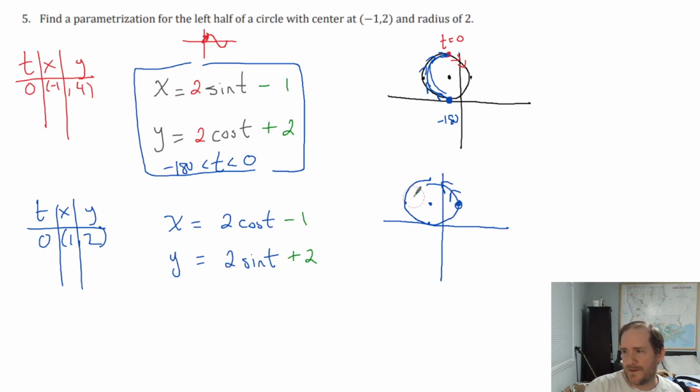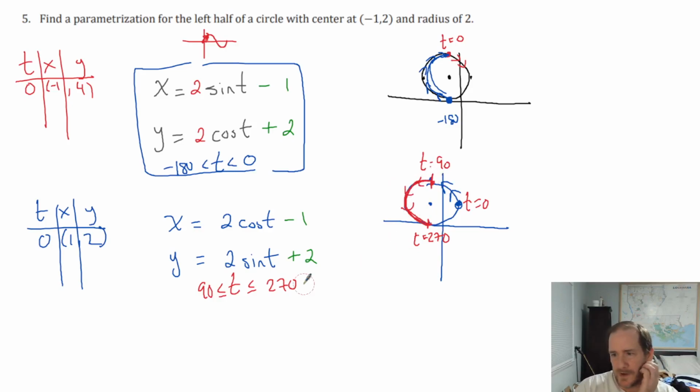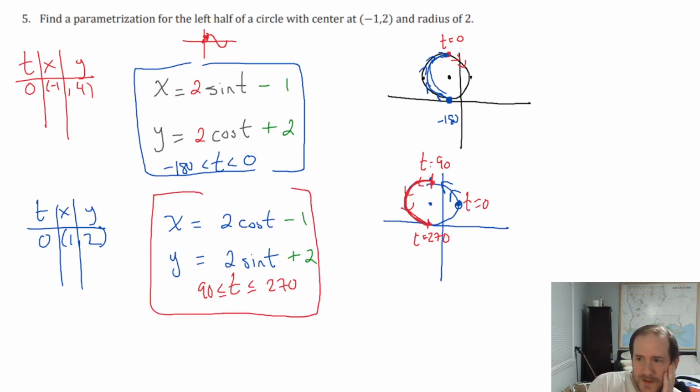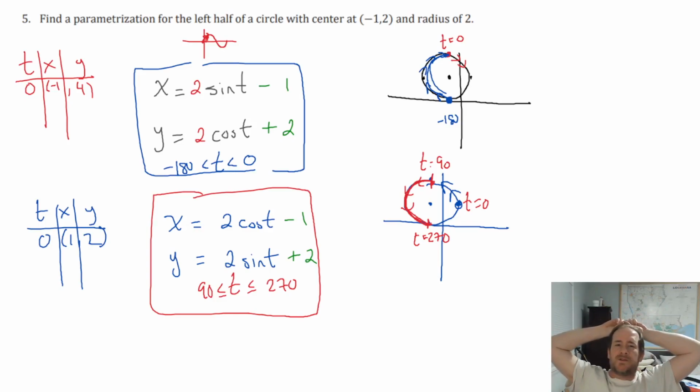Alright, so again, if you only want the left-hand side, this side, and this is time 0, then you better start your clock at time 90 and stop your clock at time 270. And you would expect to get the left-hand side of the circle by starting at the top and rotating around counterclockwise. So that's it. There's a pretty in-depth discussion about how to use parameter intervals to only get a certain piece of a graph.